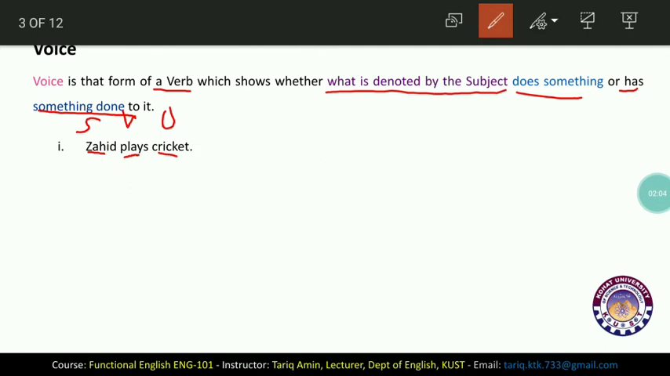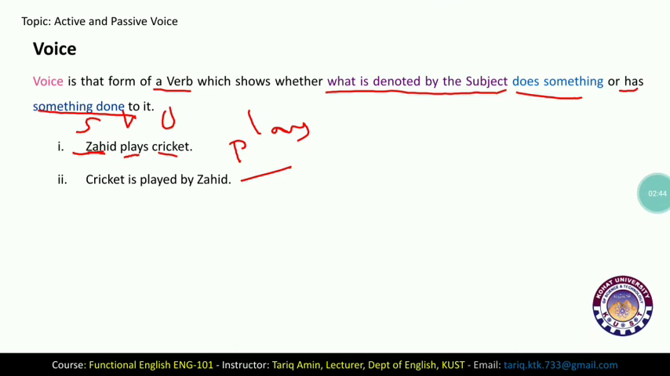First of all, let's see what is denoted by the subject in this example. Zahid is the subject of the verb plays. The form of the verb play shows that the subject of the verb plays does something. It is the doer of the action. It is the agent. And what does Zahid do? Zahid plays cricket. So Zahid is the doer of the action.